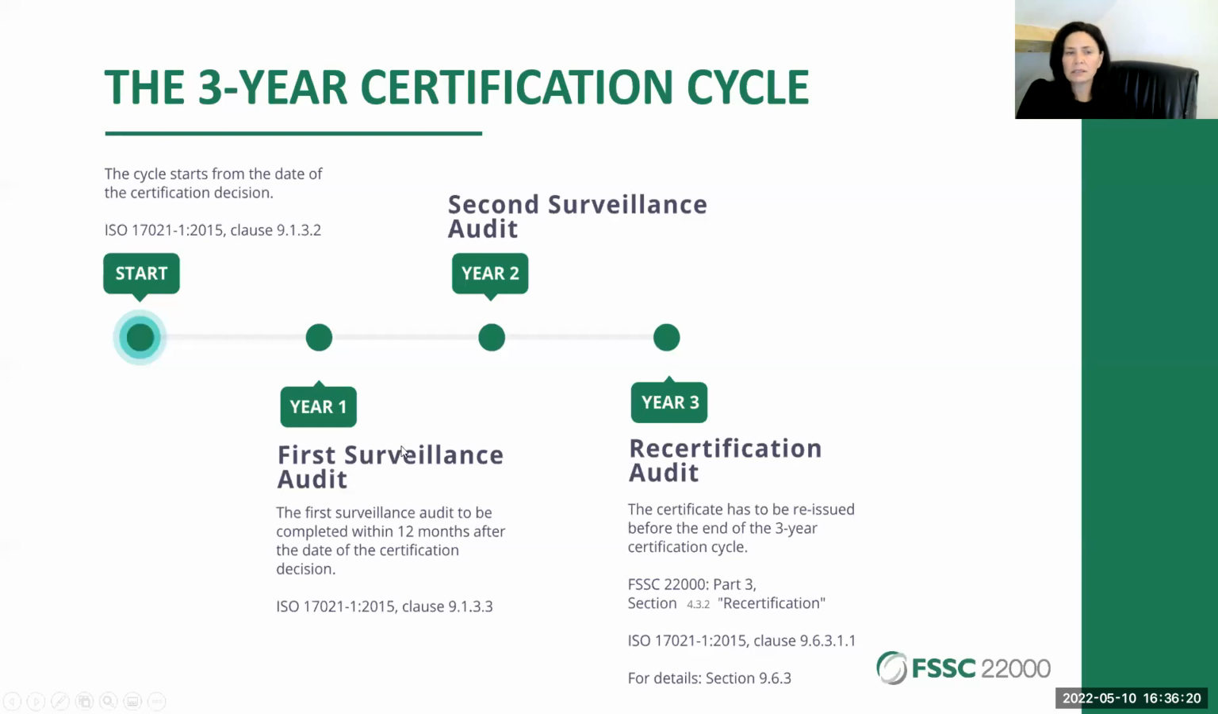As I said, there are some limitations, especially with the first surveillance audit, in that you have to conduct it within 12 months after the date of certification. This is because it is a specific ISO requirement. But in your subsequent cycles and for your second surveillance audits, you have the freedom to move those surveillances around in the calendar year.